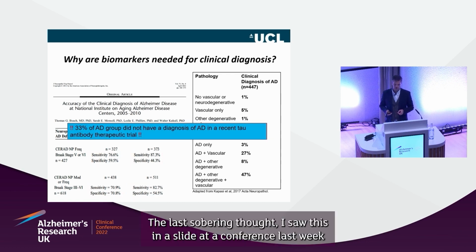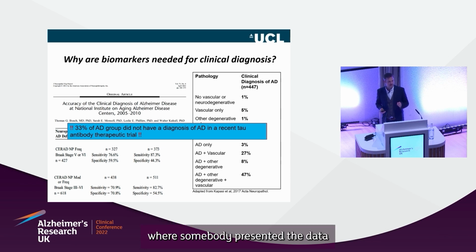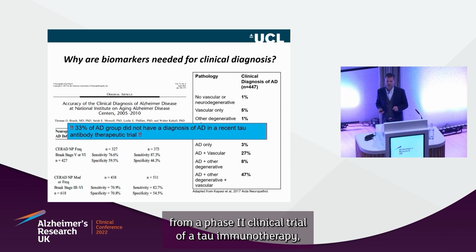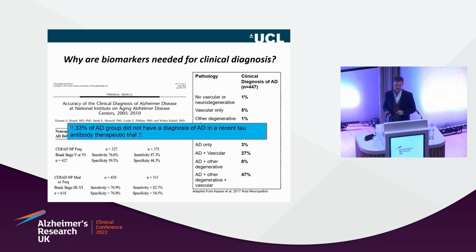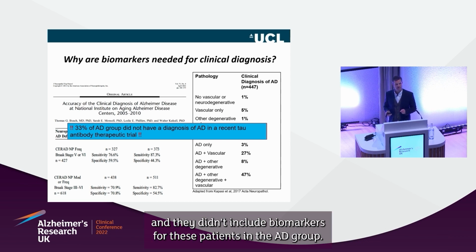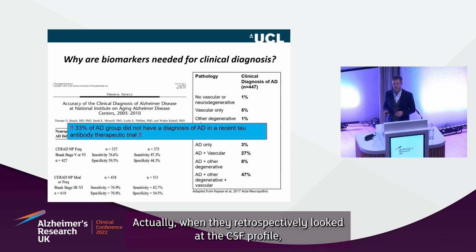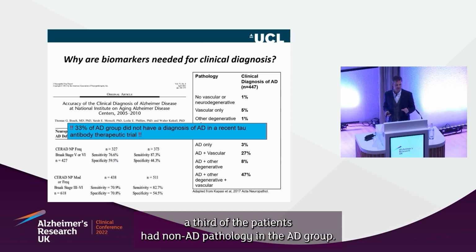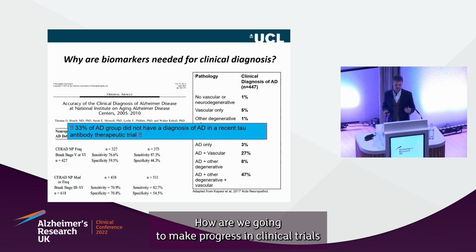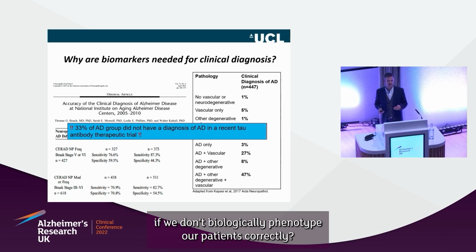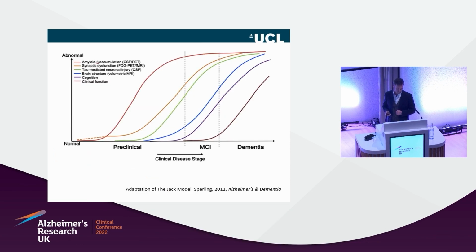And the last sobering thought: I saw this in a slide at a conference last week, where somebody presented the data from a phase 2 clinical trial of a tau immunotherapy. They didn't include biomarkers for these patients in the AD group. And when they retrospectively looked at their CSF profile, 1/3 of the patients had non-AD pathology in the AD group. So how are we going to make progress in clinical trials if we don't biologically phenotype our patients correctly?